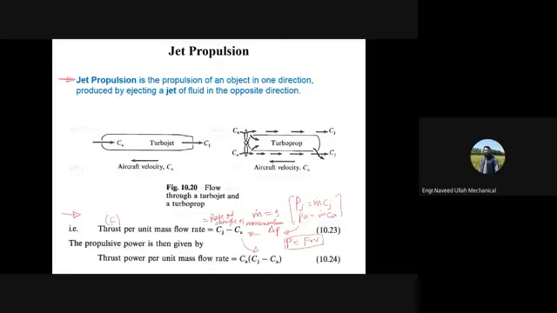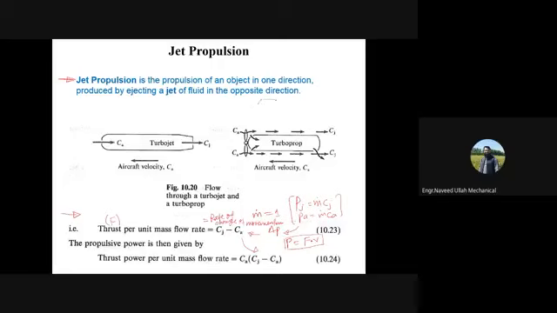Now after that, let us quickly look at jet propulsion. I told you that one of the applications of the nozzle is in jet propulsion. So what is jet propulsion? Jet propulsion is the propulsion of an object in one direction produced by ejecting a jet of fluid in the opposite direction.